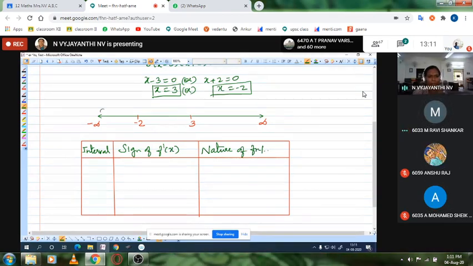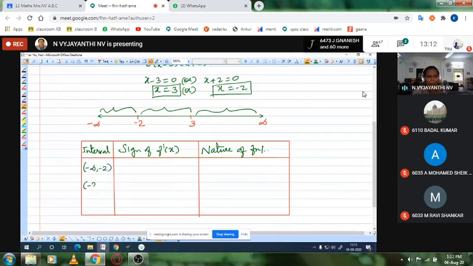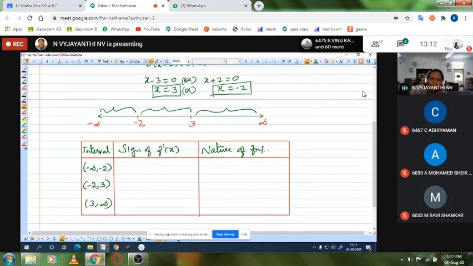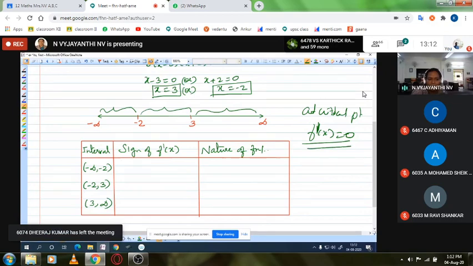How many intervals do we have here? Three: minus infinity comma minus 2, minus 2 comma 3, and 3 to infinity. Why am I not taking a closed interval here? If I take a closed interval, at that point it will become greater than or equal to 0. At a critical point, f dash of x will become 0. That is why we are not taking closed intervals whenever we consider the critical points.